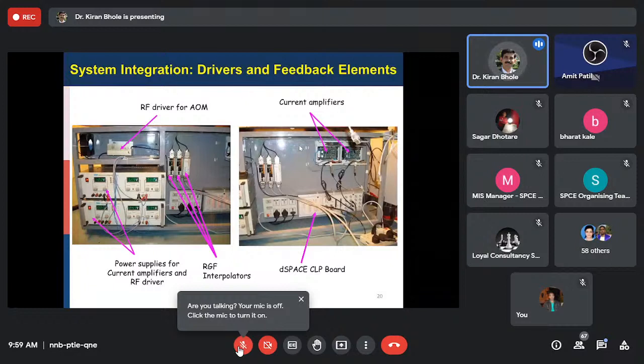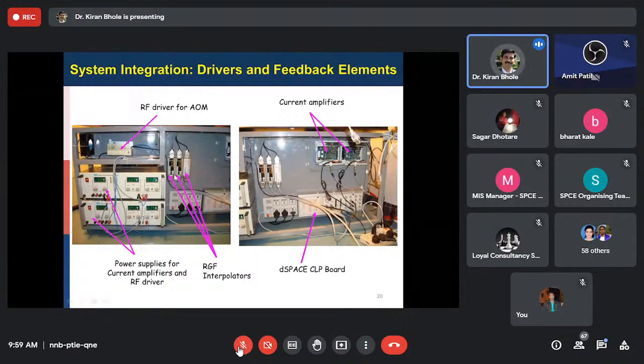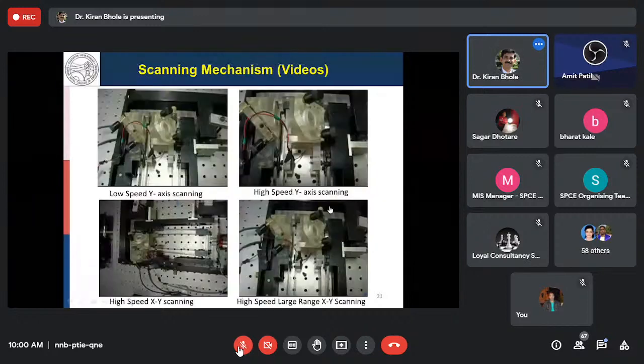This is the electronics, all the driving and feedback system we have. So these are the power supplies. This is the RF driver for the acousto-optic modulator. These are the interpolators for the encoder. These are the current amplifiers used for the voice coil actuators. The bottom one is the dSPACE CLP board. We have the DAC channels, the encoder channels over here, and so on.